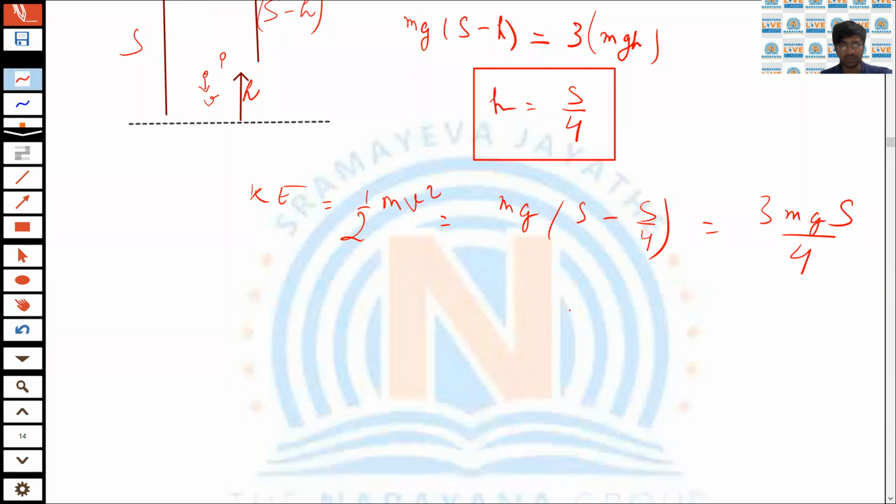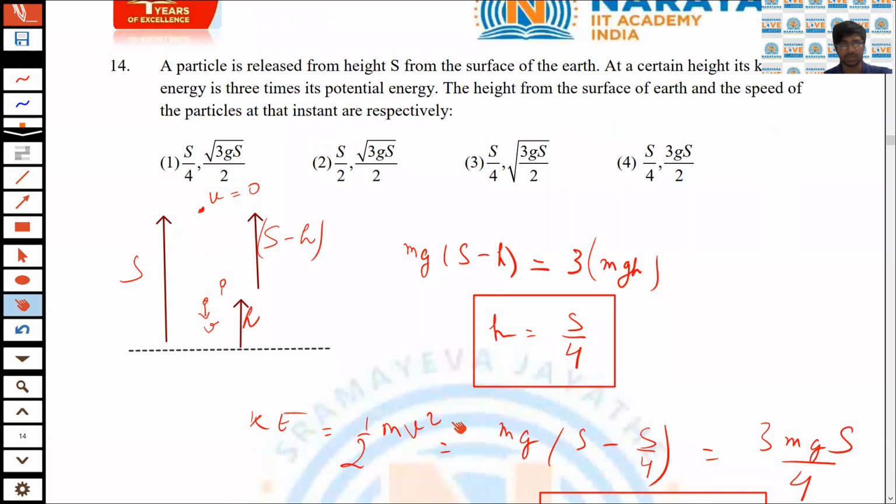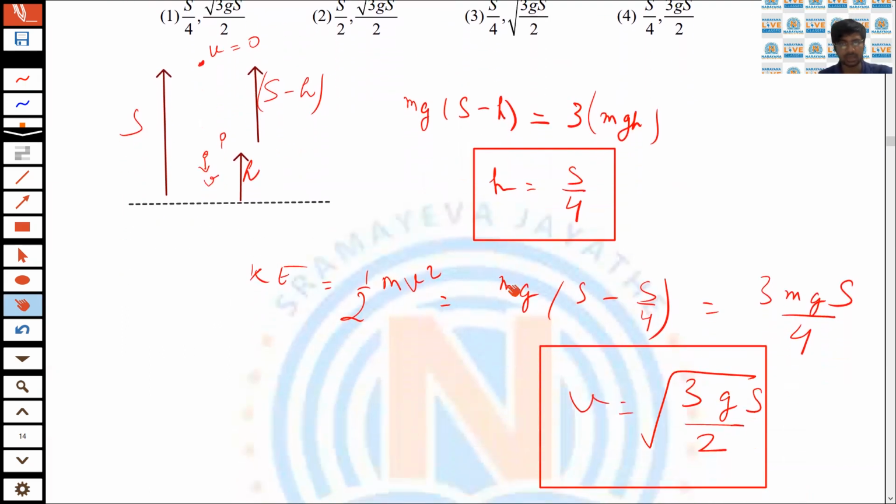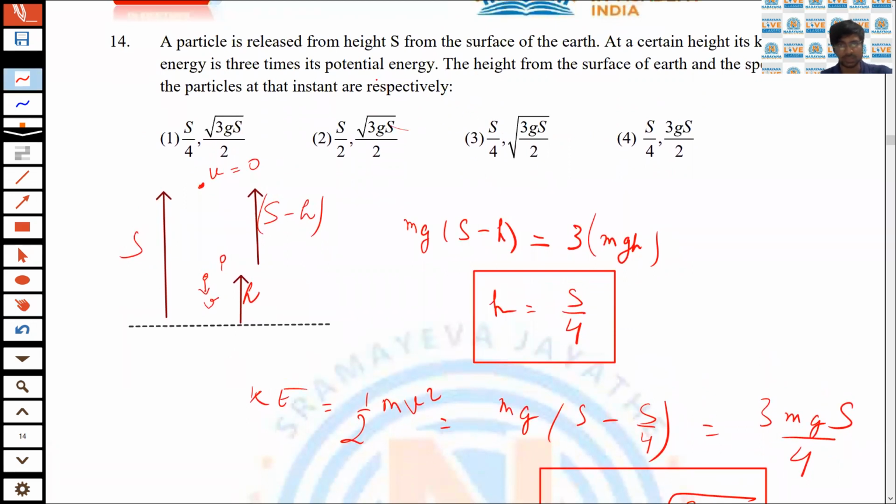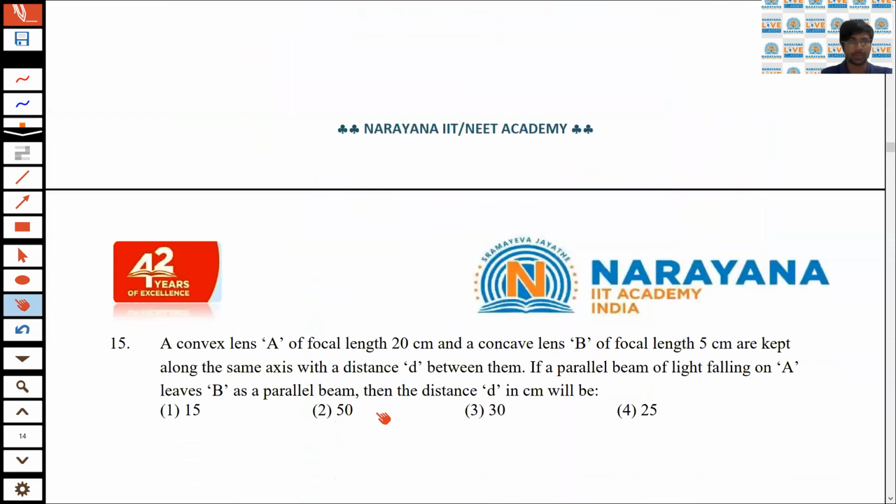All right. Solving this, we will get the value of velocity as under root 3gs by 2. All right. So the correct option for this question is s by 4 and root 3gs by 2, which makes it the third option. All right. Let's come to the 15th question.